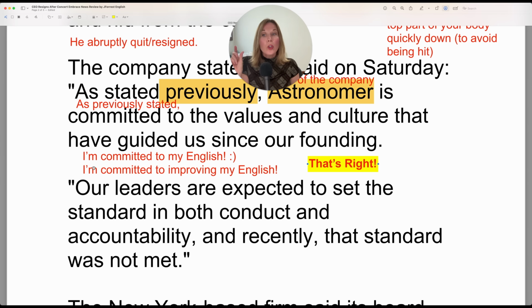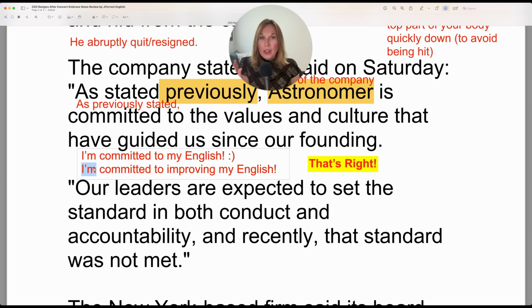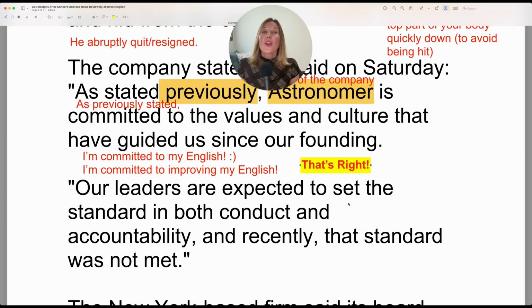And remember, you also have your verb to be that you need to conjugate. This is always in the ED form. To is a preposition and your verb in ing. I'm committed to improving my English. I'm committed to making amazing lessons for you. So put that's right in the comments if you're excited.